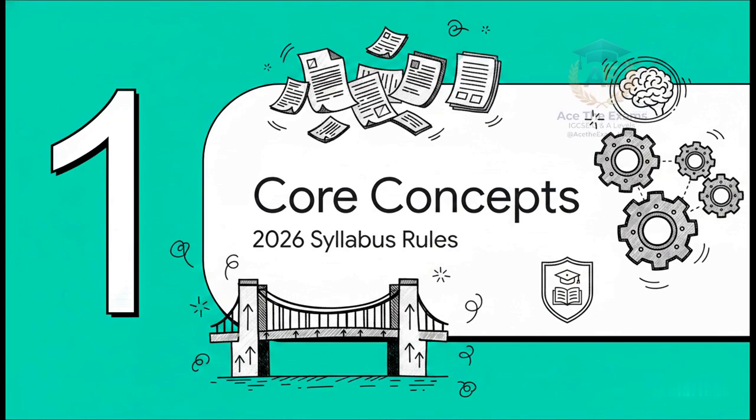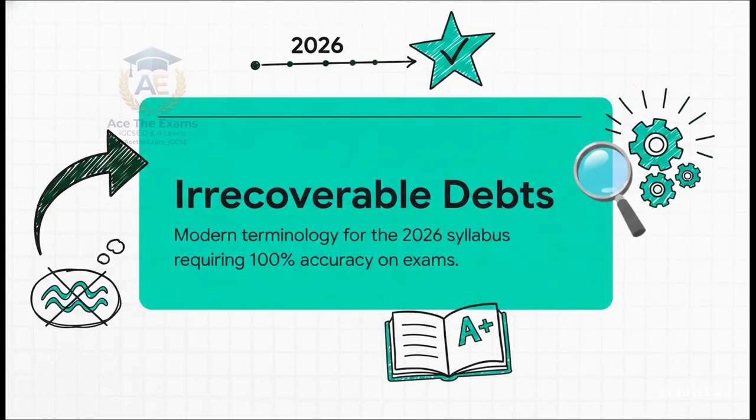Okay, listen up, because Cambridge is super strict about this. They absolutely demand modern terminology if you want full marks. You know those older terms you might see floating around in old past papers? Toss them out. You literally need to use the phrase irrecoverable debts with 100% accuracy now. If you use anything else, it immediately signals to the examiner that you just aren't up to speed with the 2026 standards, and we definitely don't want that.